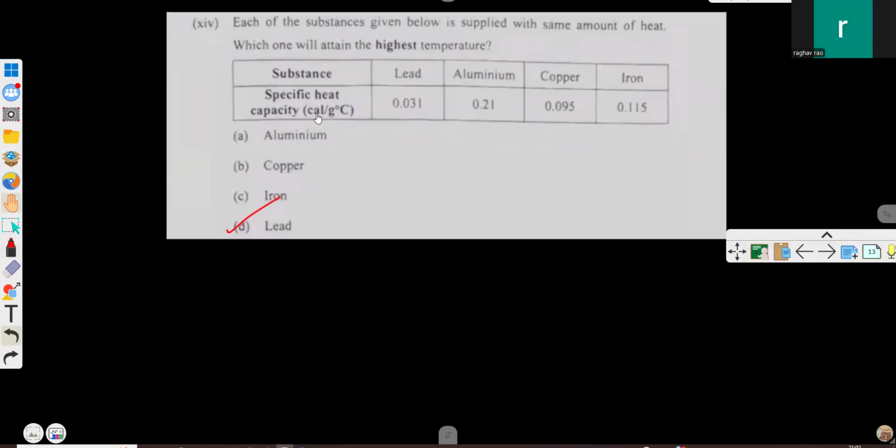Each substance as given below is supplied with the same amount of heat. Which one will attain the highest temperature? Whichever has the lowest specific heat will attain the highest temperature, that is lead.